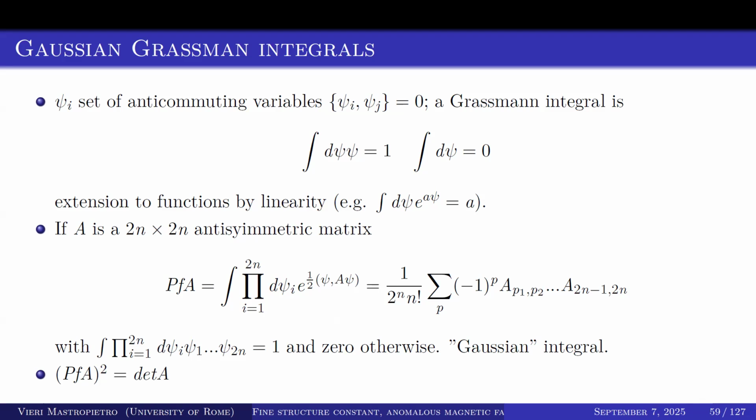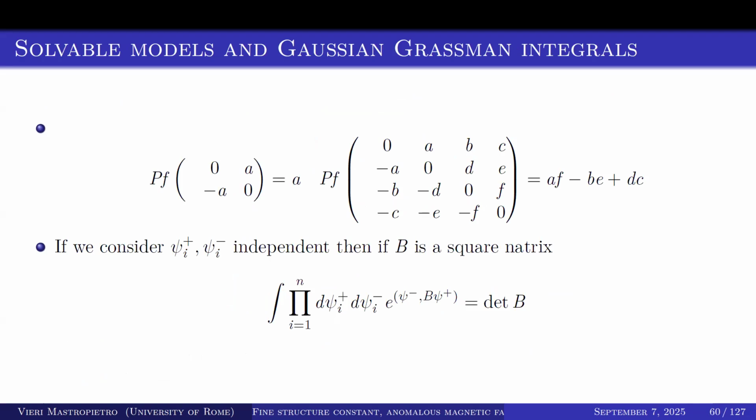If you have more variables, there is a useful formula. The integral of the exponential of ψ A ψ is the sum of all the permutations. It is called a Pfaffian. So this is called the Pfaffian of A. It is very easy to check this formula. You expand, and then it is non-zero only when you have this permutation of this thing, because you use simply the first rule.